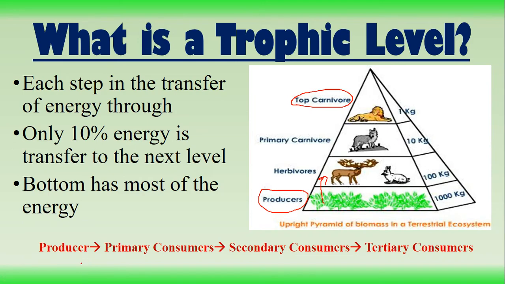So when we look at it, at the bottom is producers, then you have your primary consumers, which are your herbivores, your secondary consumers, which can be your carnivores or omnivores, and then you have your tertiary consumers, which are most likely going to be carnivores.